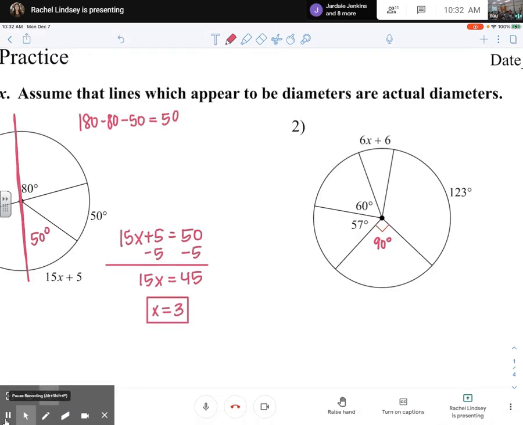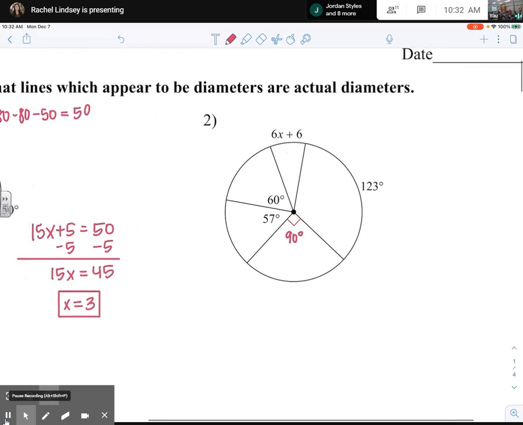You can either add all of those arcs up and set them equal to 360, or you can do 360 minus the sum of the ones you already know. So 360 minus the 123, 90, 57, and 60. And then you find the little thing. So 360 minus 330 will give you a 30.